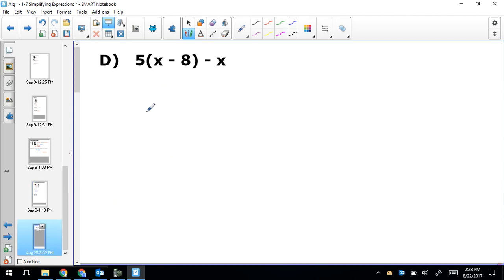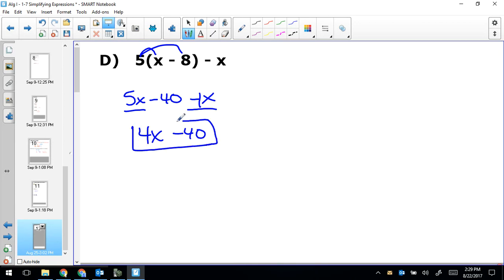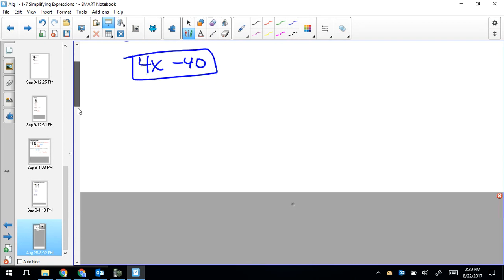Try this one on your own. Look, I've got another distributive property here. 5x minus 40 minus x. Notice that I brought down this minus x, didn't change it at all. I didn't do anything with it, so I'm not changing it. 5x minus 1x. See, remember, always a 1 sitting out there. Minus 1x, 4x minus 40. And that's my answer. Fully simplified down. Pause when you need to, folks.